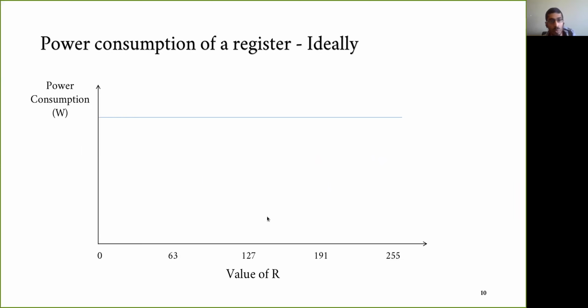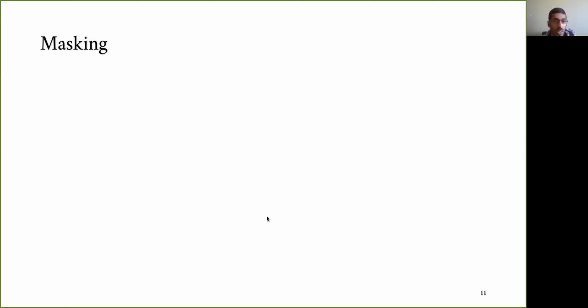If the power consumption is not dependent on the value of R, then we can't say anything about the value of R. That's what we are trying to achieve. Masking is a way that we can achieve that. In masking, we formulate, so we first have a value. This is the value that we were talking about earlier. We are going to use some intermediate value in this register, which is related to our calculation.